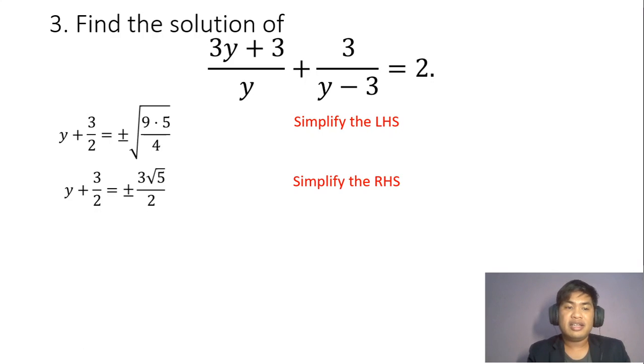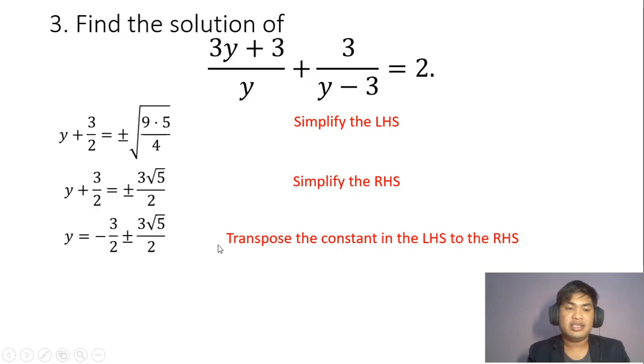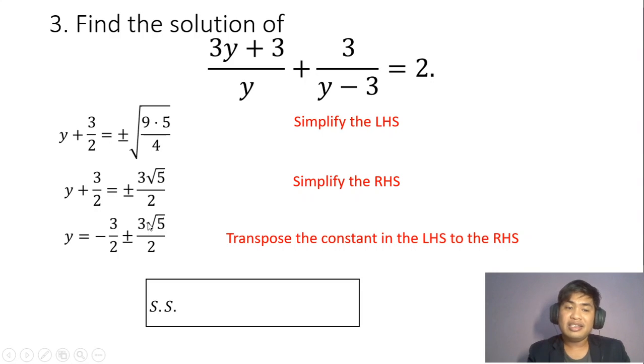Then, simplify the right-hand side. We just transpose the 3/2 to the other side because we only want y. That is, transfer the constant on the left-hand side to the right-hand side. If it can still be reduced, reduce it, but if it can no longer be reduced, then this would be our answer. So the solution set, we have negative 3 minus 3 square root of 5 over 2, and negative 3 plus 3 square root of 5 over 2. So this would be our solution.